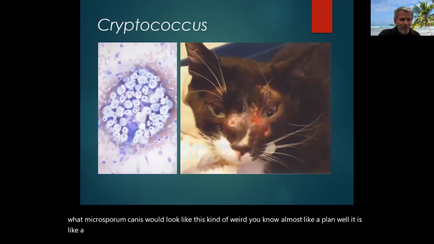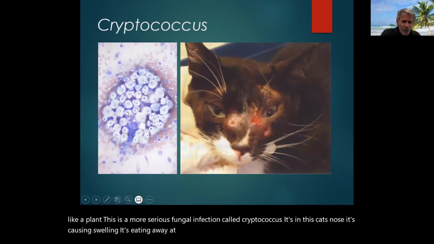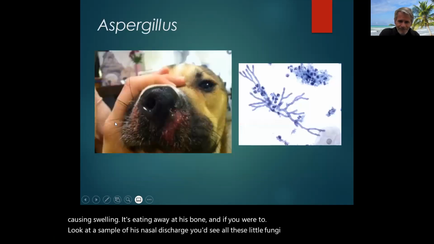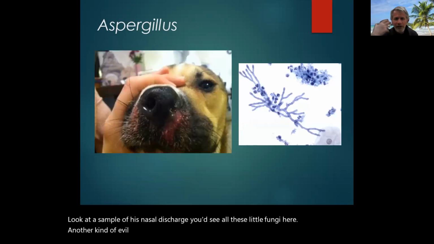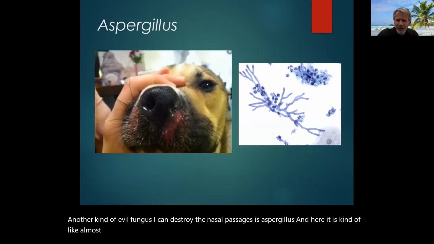This is a more serious fungal infection called cryptococcus. It's in this cat's nose. It's causing swelling. It's eating away at his bone. And if you were to look at a sample of his nasal discharge, you'd see all these little fungi here. Another kind of evil fungus that can destroy the nasal passages is aspergillus. And here it looks almost like coral, this branching appearance.